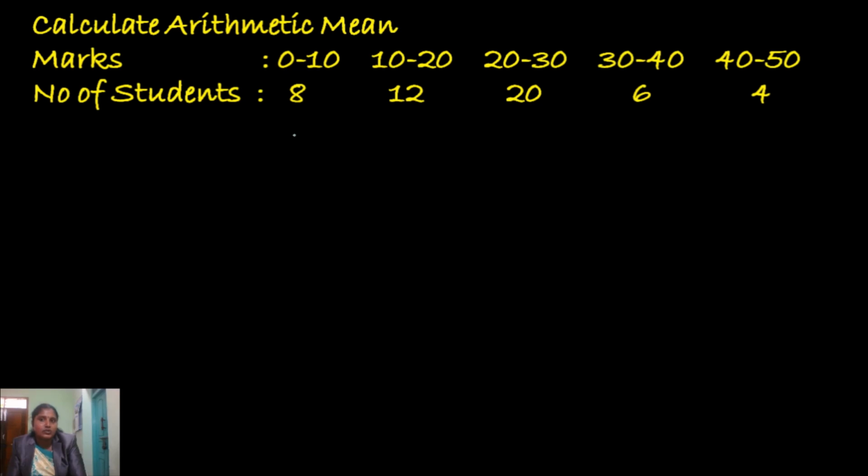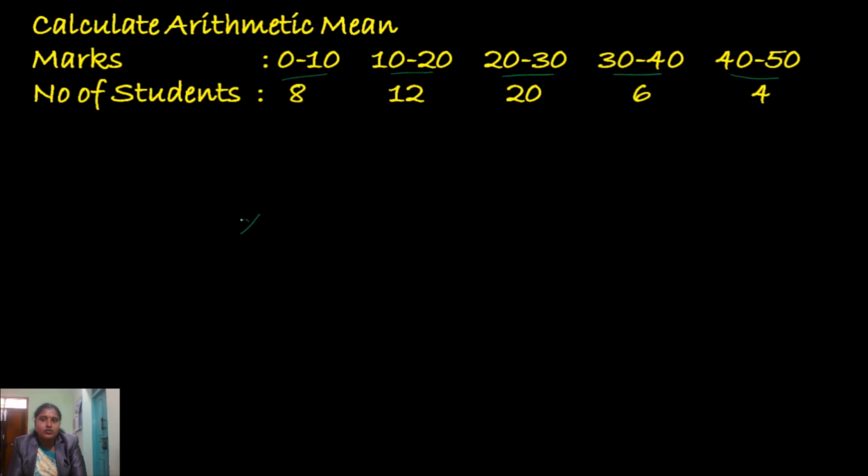Marks and number of students are given. Look here, the marks are given in terms of class intervals, that is, in terms of grouped frequency distribution. There are 8 students who got marks from 0 to 10, 12 students who got marks from 10 to 20, and 20 students with marks from 20 to 30. There are only 6 students who got marks from 30 to 40, and 4 of them got marks from 40 to 50.